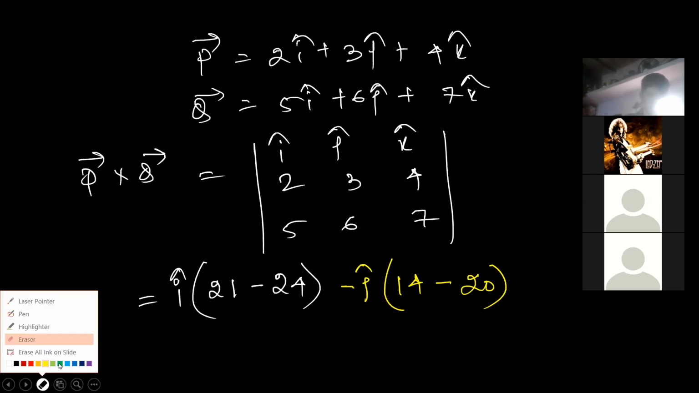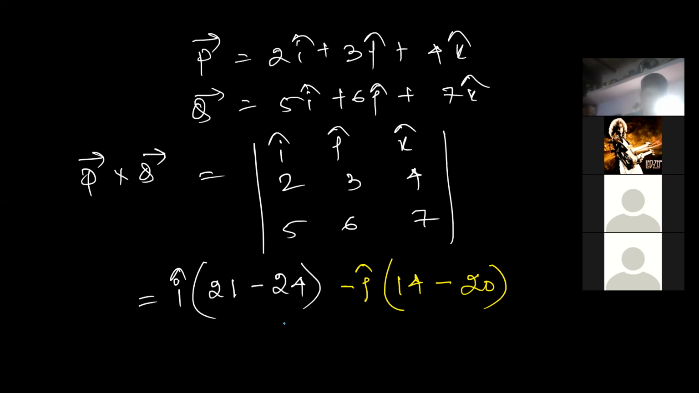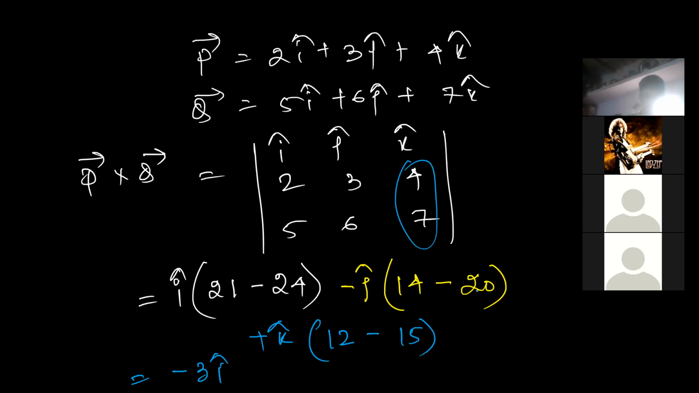Now we'll go for the k cap as well. So plus of k cap, it should be multiplied with, I have hidden the column of k cap. Now tell me, 2 into 6, 12, minus 3 fives are 15. So this is 21 minus 24, this is minus 3 i cap. 14 minus 20, this is minus 6 and by the outside minus, that will be plus 6 j cap. Plus 12 minus 15, this is minus 3 k cap. Done. Minus 3 k.